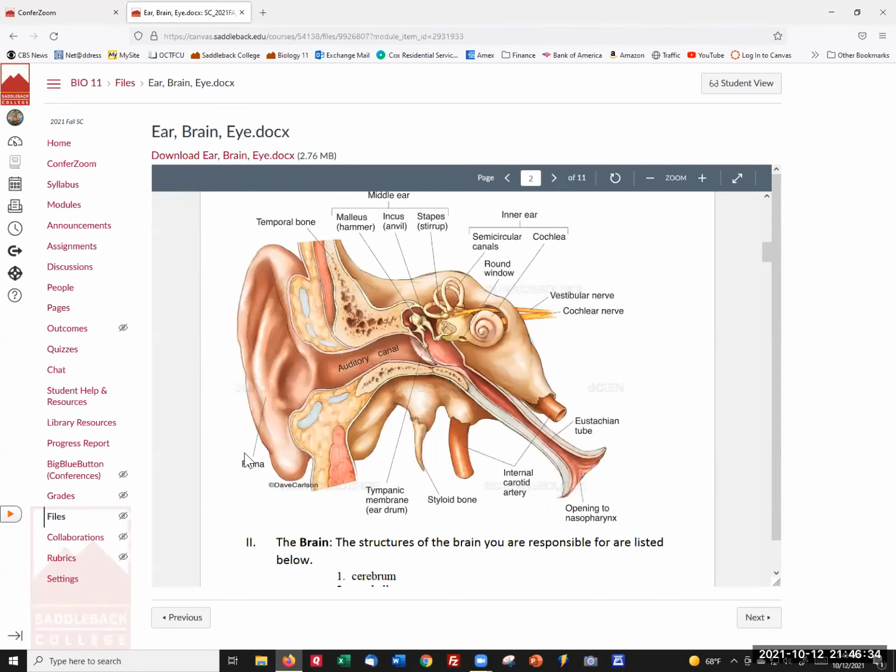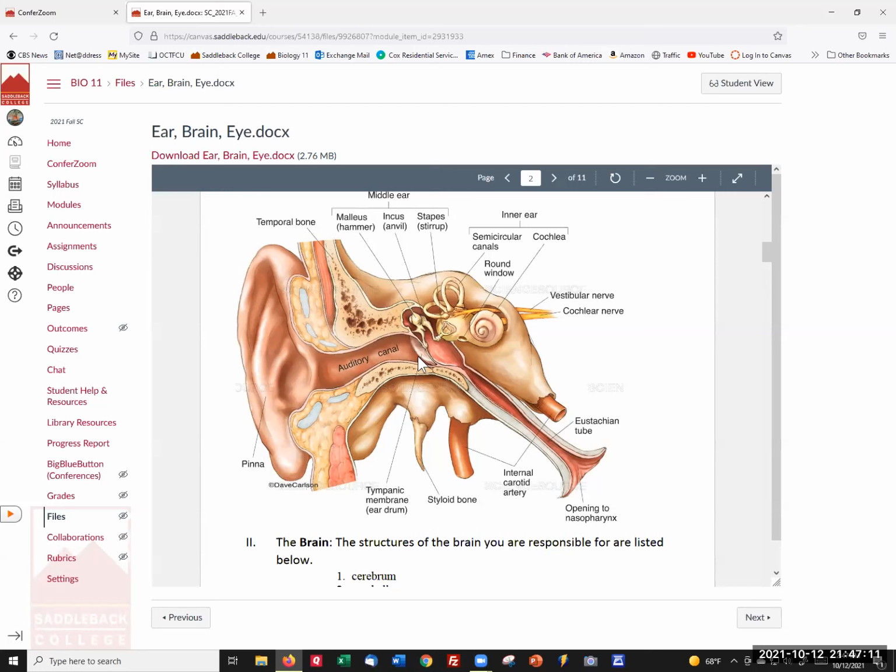Okay, here's a nice ear. The pinna is the outside portion of the ear that you can grab a hold of or wrap your mask around, of course. Okay, so there's the pinna. Here's the auditory canal. The auditory canal ends at the tympanic membrane, also known as the tympanus or eardrum. Right here, the eardrum.